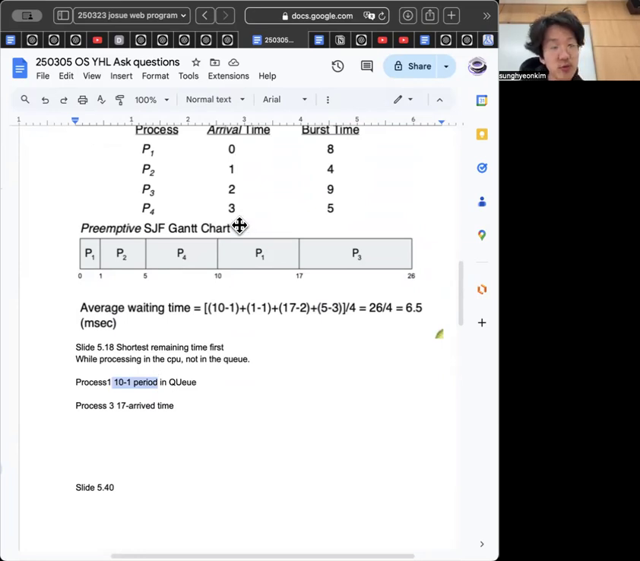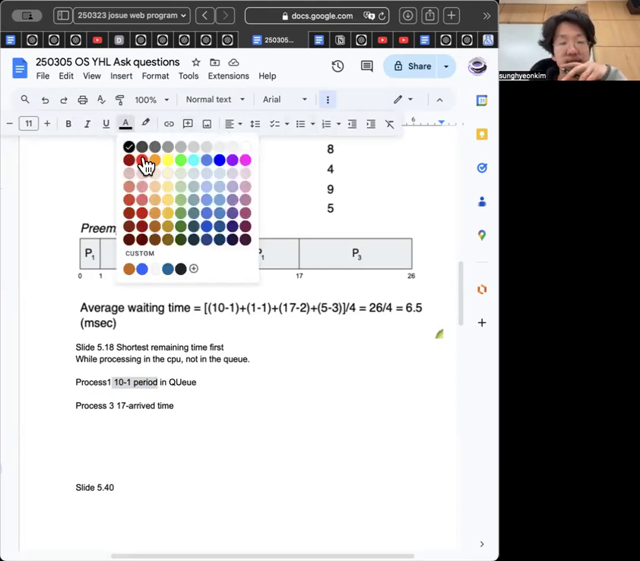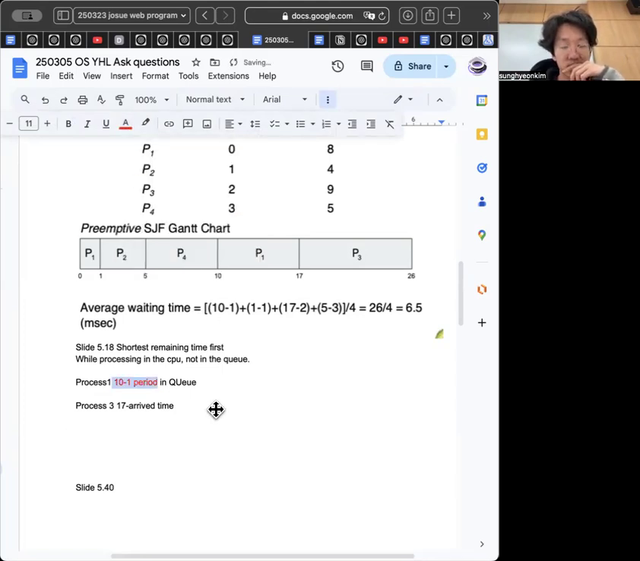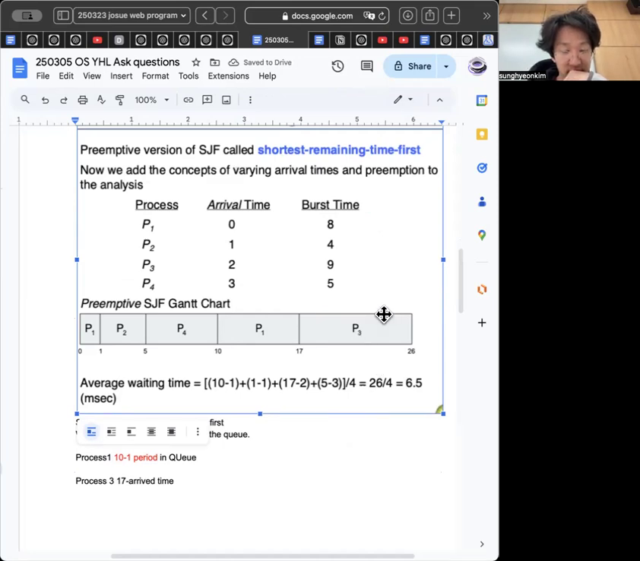For P2, when it arrives, it just bursts directly, so it's just 1 minus 1. But in the graph, it is from 1 to 5. P4 will take from 17 to 2. No, it's P3. So the last one is 5 minus 3.